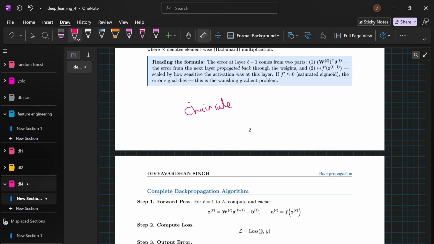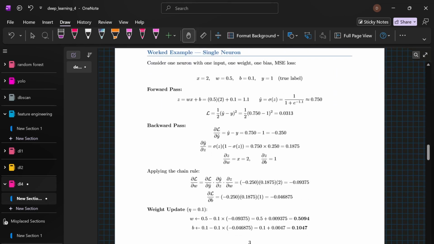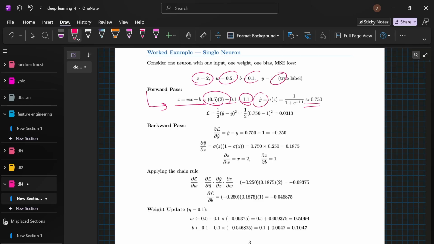Okay, let's say we have a neuron. Input x is 2, weight w is 0.5, b is the bias 0.1, and the true answer y is 1. So in the forward pass, z equals 0.5 times 2 plus 0.1 equals 1.1. Now we apply the sigmoid. We get y hat equals roughly 0.75. So the loss equals half of (0.75 minus 1) squared, that is 0.031.